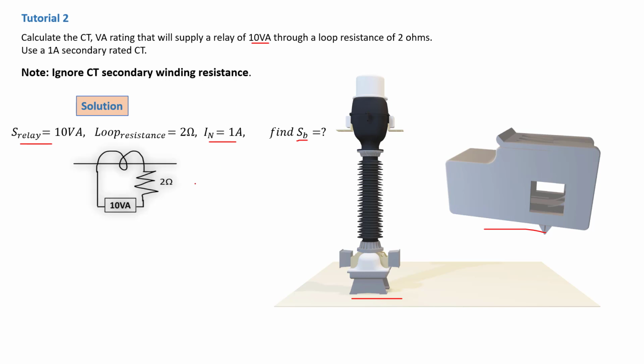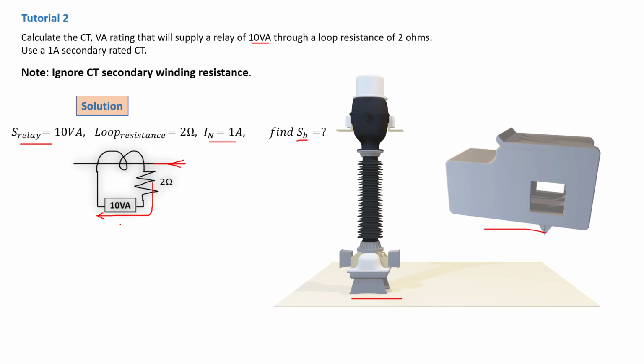Then you draw your schematic. It's going to look something like this. You have a CT, and consider this one here as the bus bar with a current flowing through. The current could be 1 amp, or it could be 1000 amp or more, but you know that you only have 1 amp flowing through the secondary. Now you don't know the CT rating, but they've given you that there is a 10 VA relay connected and a 2 ohm loop.